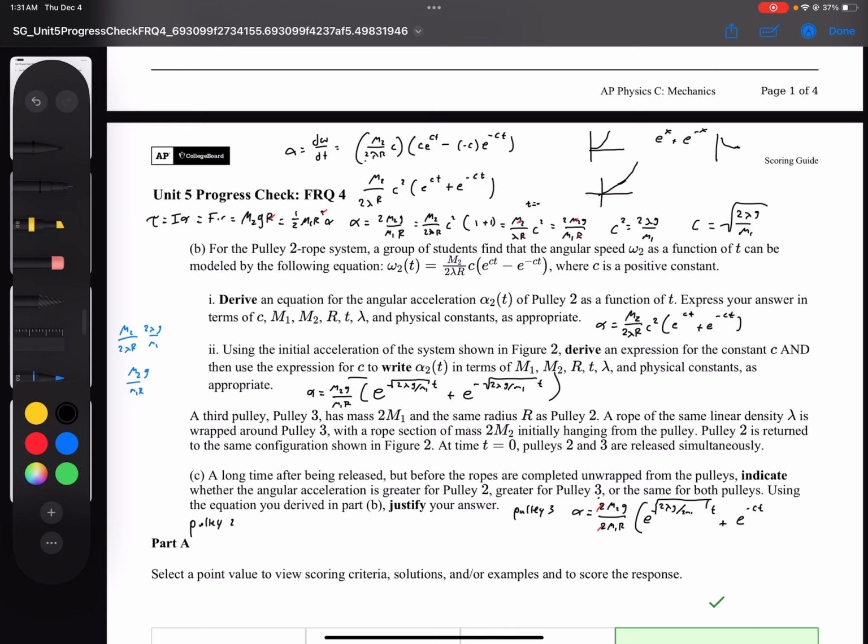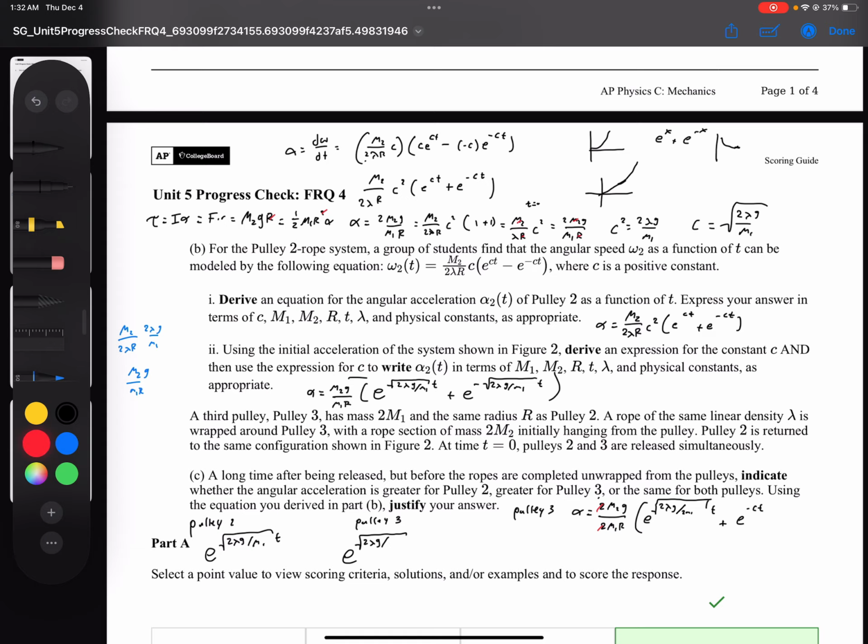So in terms of justification for the answer, you would say that the coefficient is the same, right? The m2g over m1r, that's the same. But for pulley 2, what I have is the term that dominates is e raised to the square root of 2 lambda g over m1 times t. But for pulley 3, it's a smaller term because it's only 2 lambda g.